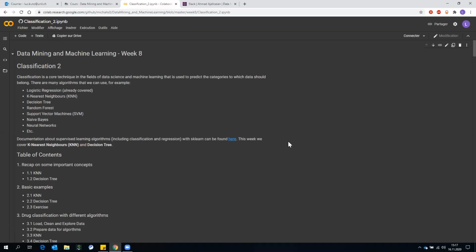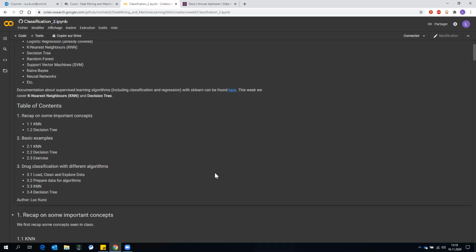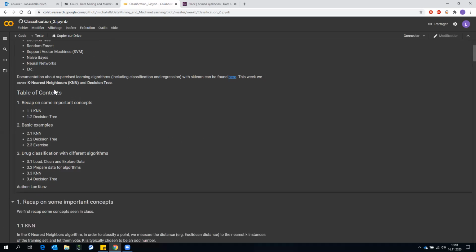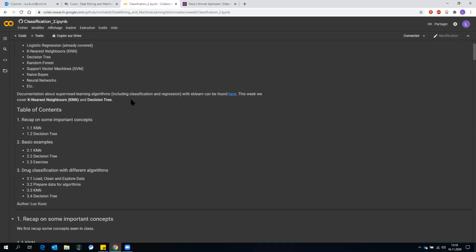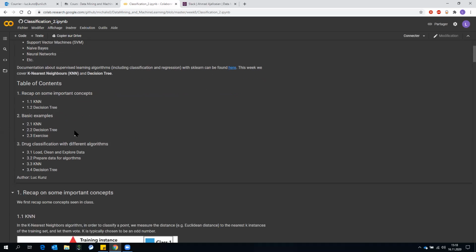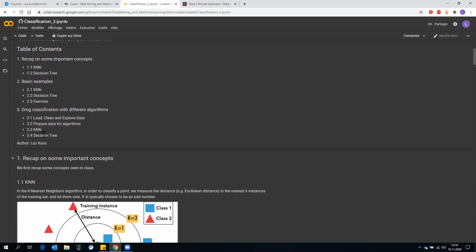Okay, so we go further with classification in this lab. We will basically review the methods you just saw in class, so the KNN and the decision tree. I will start by recapping what those two methods are. Then I will give you some basic examples. And finally, we will go through a more real example. We will try to classify drugs assigned to patients using, again, KNN and decision tree.